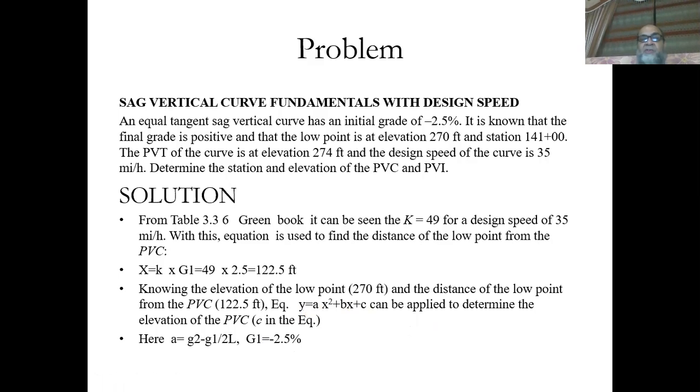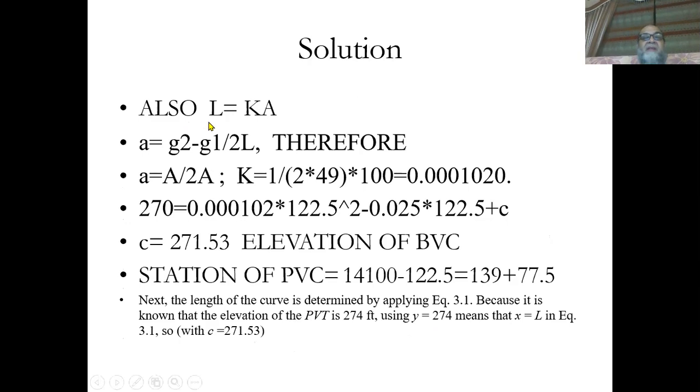So what we are going to do is simply, we know that L is K times A, that is the basic relation we know from the fundamentals. And since A is equal to G2 minus G1, I have replaced G2 minus G1 with capital A, and I have replaced L with K times A. So definitely we will find that the value of a becomes 0.0001020, just from simple mathematics. It's just plugging in values.